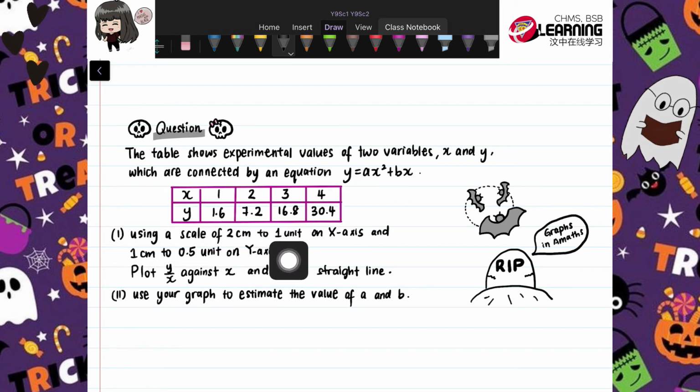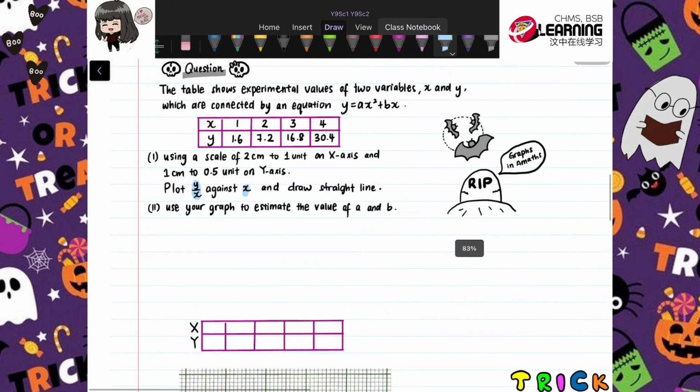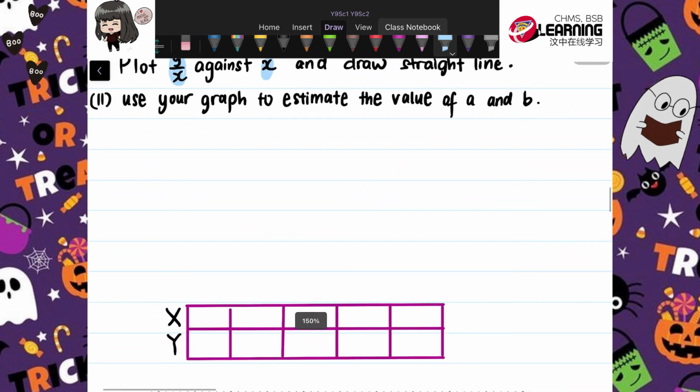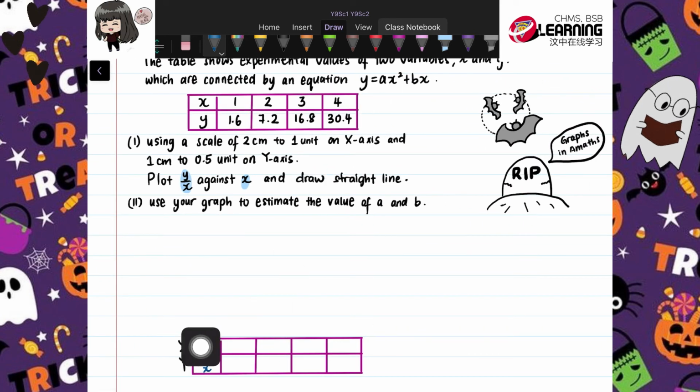Using a scale of 2 cm to 1 unit and 1 cm to 0.5 unit. Okay, you plot this against this. So this one, y over x and x, will be your new table. Okay, now this is your new table. So your new table here, remember to write big X and big Y. So you fill in your big X as only X and big Y is Y over X. So your X is still the same, 1, 2, 3, 4, fill in. Y over X is you divide, you fill in.